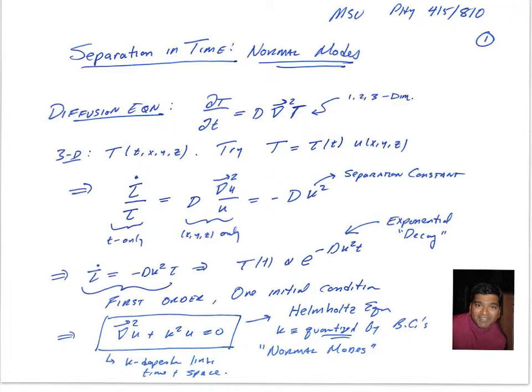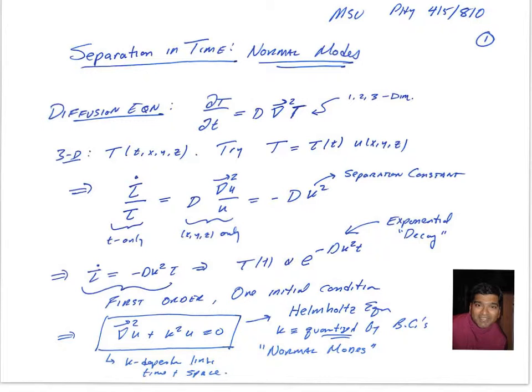Hi class. Last time we discussed separation of variables in regard to Laplace's equation, where we separated the dependence in terms of spatial coordinates. This time we're going to talk about separation for equations that also involve explicit time dependence. And when we separate in time in particular, we're going to discover the concept of normal modes.